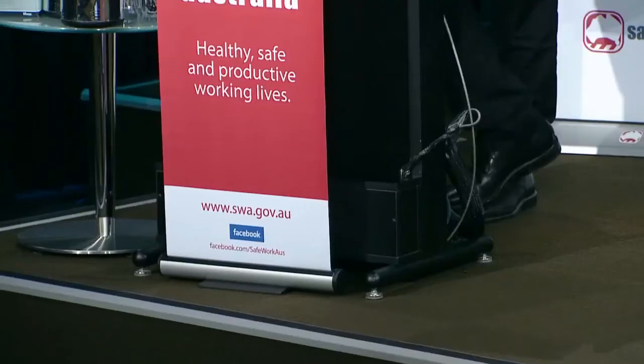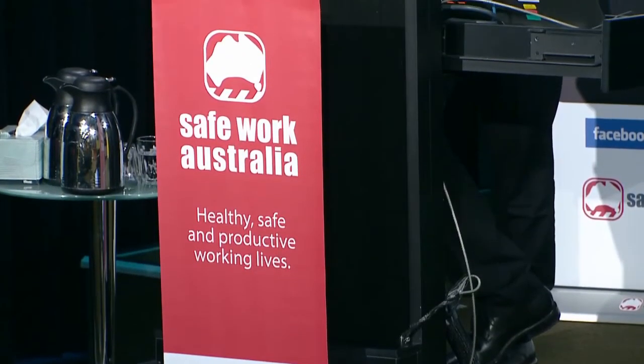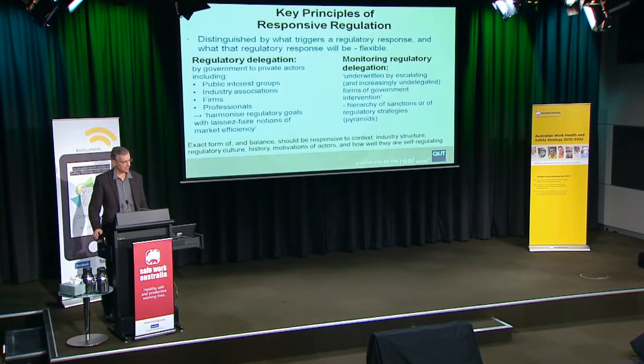And the whole idea of delegating regulatory functions is to try and harmonize the state's regulatory objectives with the laissez-faire notions of market efficiency. And it's not hard to see that that's an important aspect of regulation that fits in well with some of the other themes of Safe Work Month, to do with productivity and sustainability and leadership. So that's the first aspect, regulatory delegation. The second aspect is monitoring that regulatory delegation by escalating state intervention. And the most famous examples, as I mentioned earlier, of this escalated state intervention are the enforcement pyramid, which I'll deal with in a moment, and also the pyramid of regulatory strategies, which is my third example.